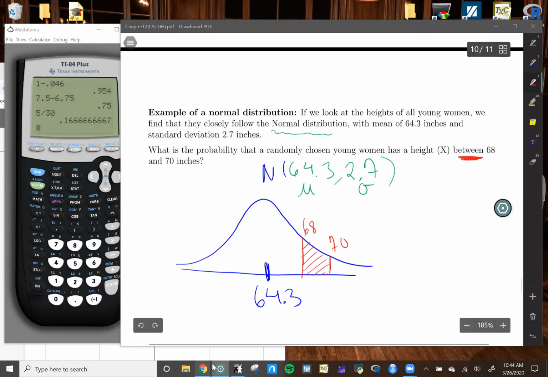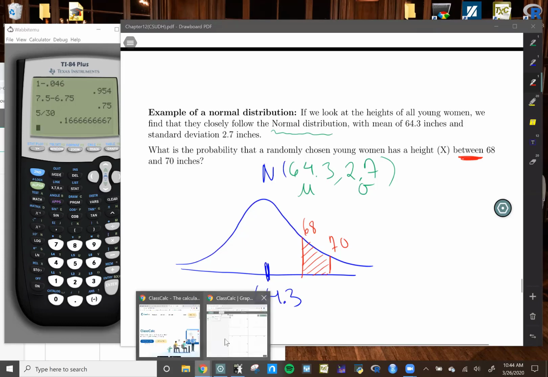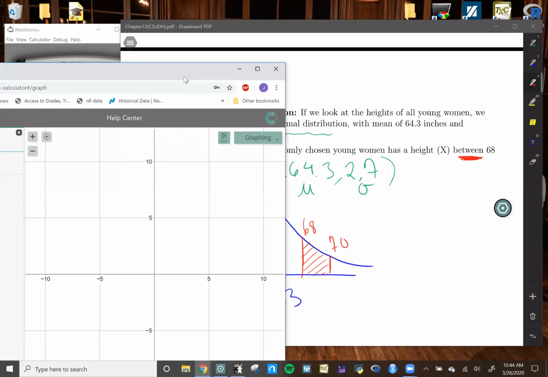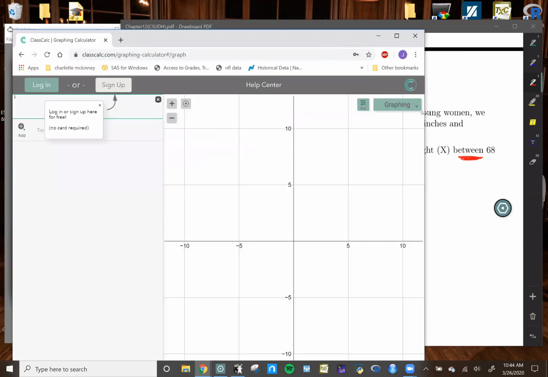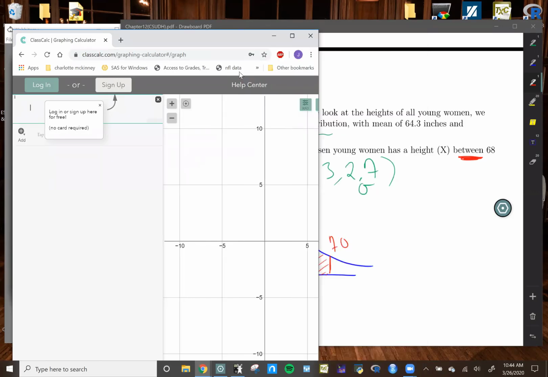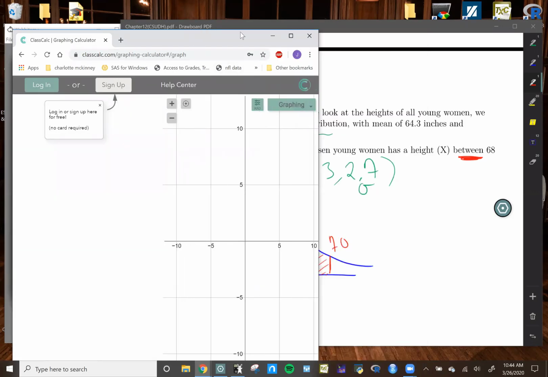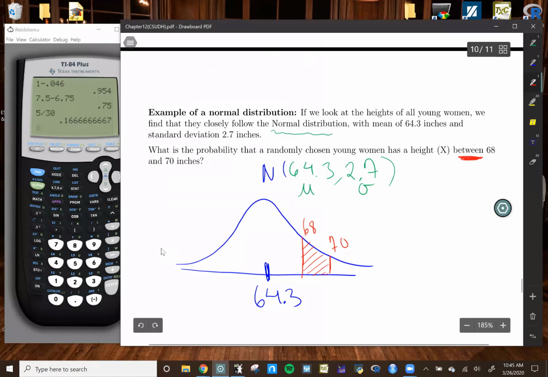No, because it tells you. Yeah, totally. Okay. So right now, if you do have Class Calc, you should take out Class Calc. We're going to be using it in a minute. And if you are using Class Calc, make sure that you have it in graphing mode. If it's not on graphing mode, you're not going to be able to do this. Okay, let's go to graphing.